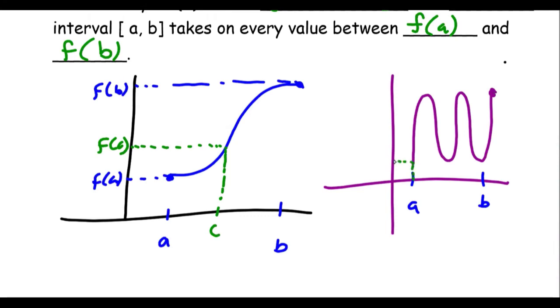That's my a. That's my f of a. Here's my b. Here's my f of b. So any point in here, there must exist at least one value that has the same y value. In this case, there's 1, 2, 3, 4, 5. But there's at least one. What we have for a continuous function, that's what the theorem states.